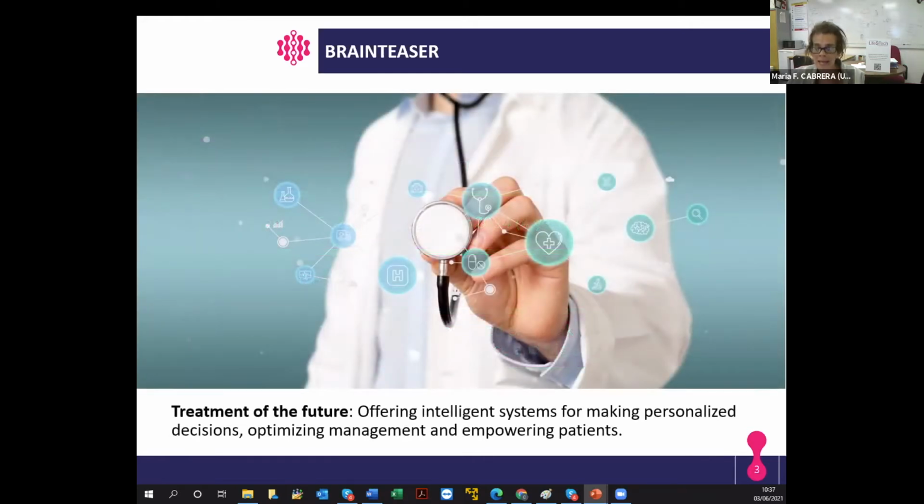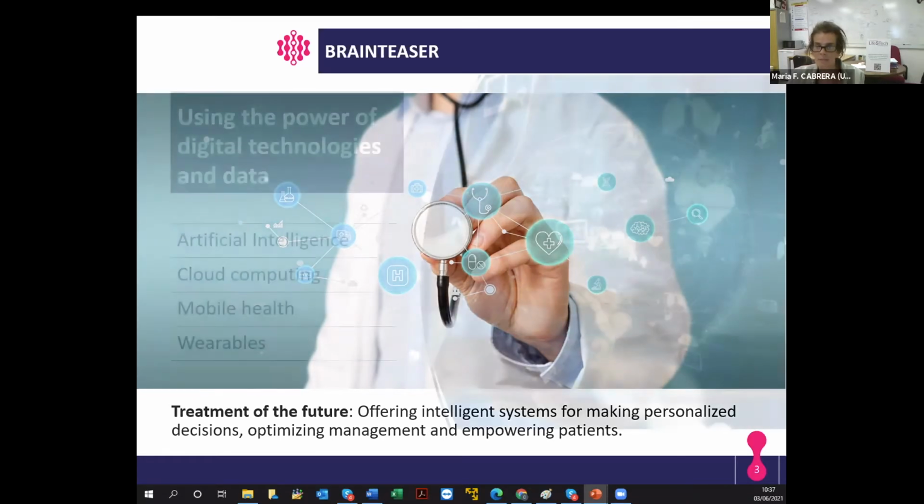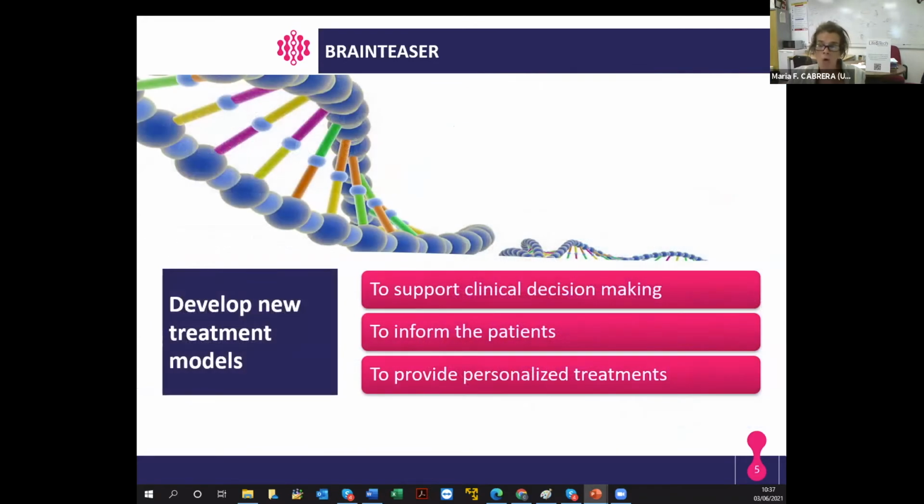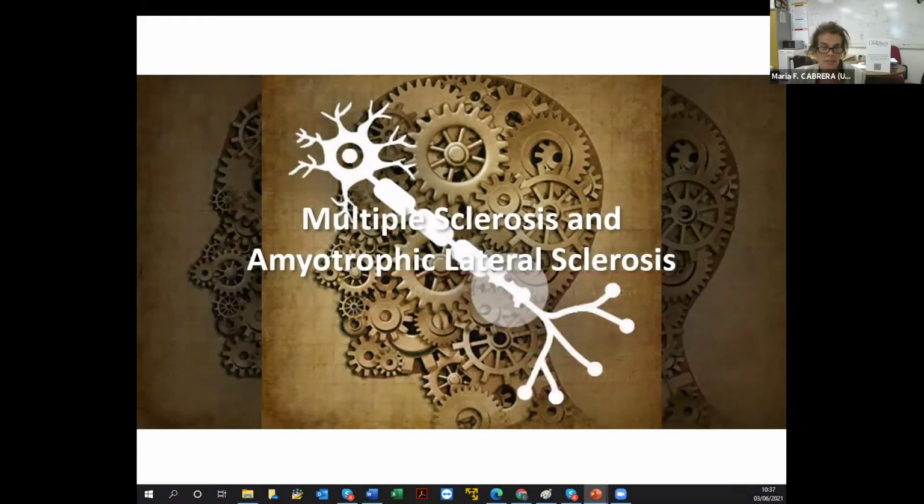The main idea behind it is to contribute to the definition of the treatments of the future, where we will offer intelligent systems for making personalized decisions, optimizing disease management, and, very importantly, empowering patients. This is through the use of different digital technologies and new emerging technologies like artificial intelligence, wearable and IoT devices, cloud computing, mobile health, and most importantly, the data. The aim is to develop new treatment models that will support clinical decision-making, inform the patient, and also provide personalized treatments for patients suffering from multiple sclerosis and amyotrophic lateral sclerosis.